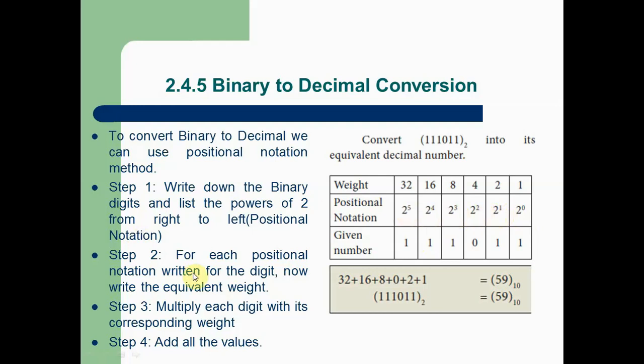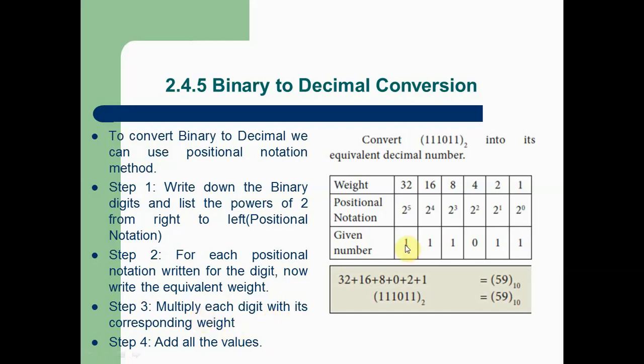Step number 2, for each positional notation write the equivalent weight value. Each positional value has its own weight value. 2 power 5 weight value is 32, 2 power 4 weight value is 16, 2 power 3 weight value is 8, 2 power 2 weight value is 4. You should write this weight value for each positional notation. And step 3, multiply each binary digit with its corresponding weight.